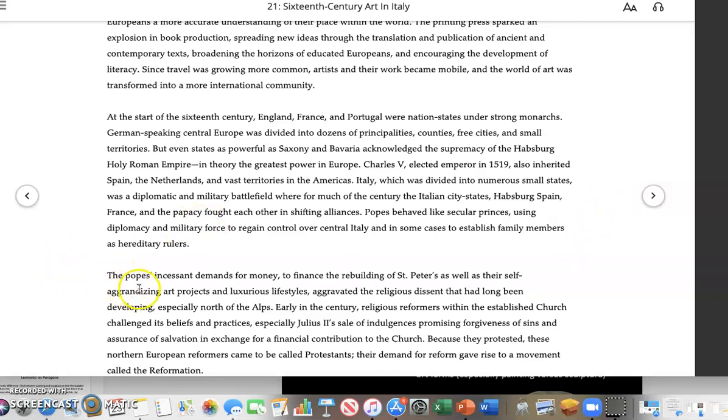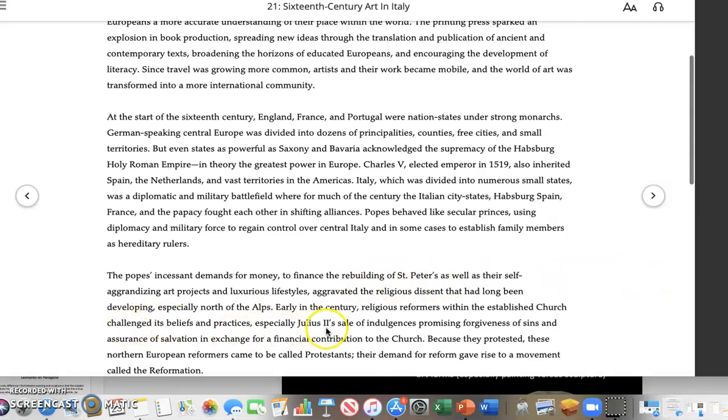The other important point here is the Pope's incessant demands for money. This is a key idea. They need money for a lot of reasons. They are, remember, rebuilding the whole city of Rome, which was a disaster zone in the beginning of the 1400s. They're going to rebuild St. Peter's. We'll talk about that.